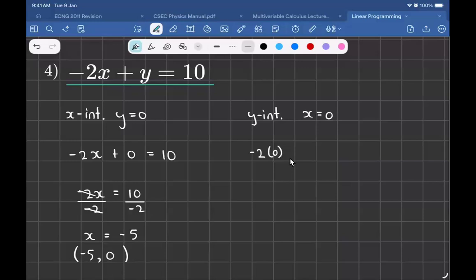What next? Plus, wait, carry across the 10. Do I carry across anything? Okay, y equals 10. Right. Why did you want to move across the 10? I just want to understand the process, the logic.